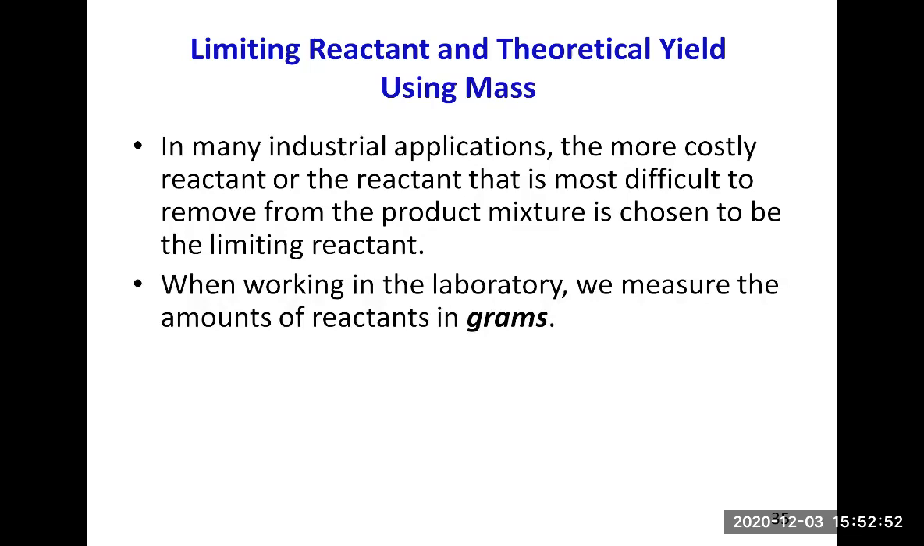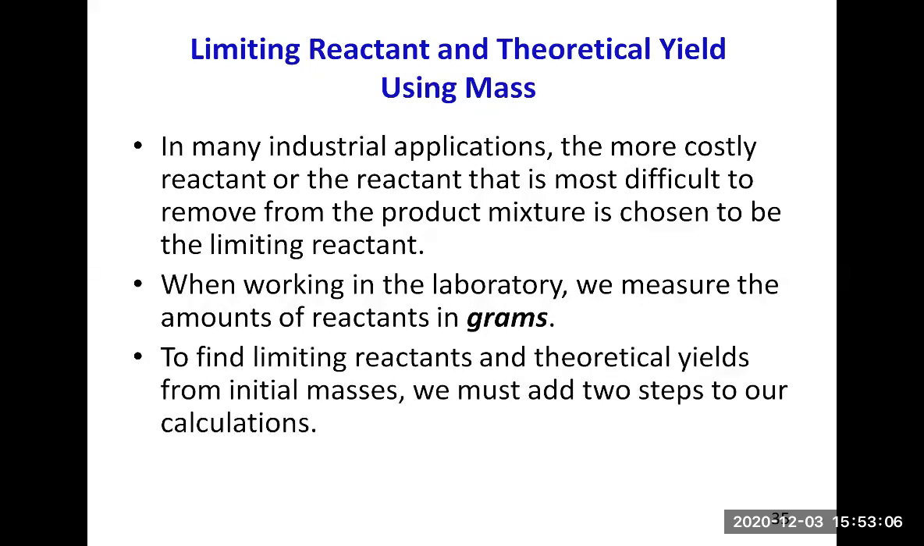When working in the laboratory, we measure the amounts of reactant in grams, right? We go to a balance and we weigh our substances. We are not counting moles or molecules. So to find limiting reactants and theoretical yields from initial masses, we will add two steps to our calculations. Those two steps will involve the molar masses of the substances, so we need to know the formulas of the reactant and product. So let's go through an example.